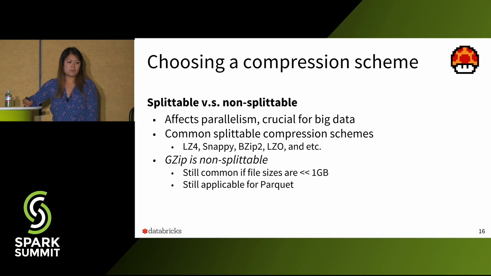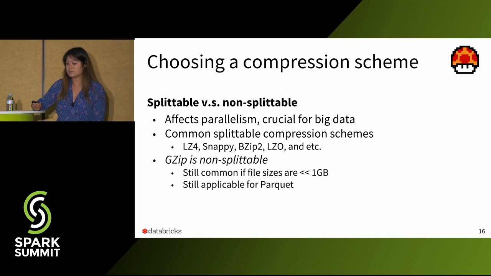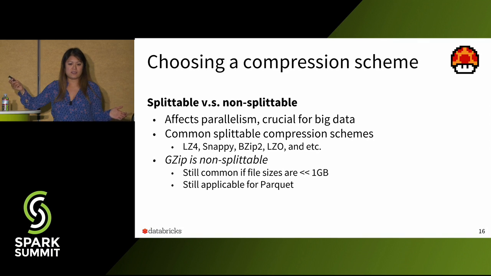gzip we see very common within Spark, even though it's non-splittable. You only need to choose a compression format that's splittable if your file size is really, really large. If you keep your file sizes under a gigabyte, then you'll always only have a single task look at that single file. It's not as important. So when it's really important to have a splittable file format depends on your file sizes.